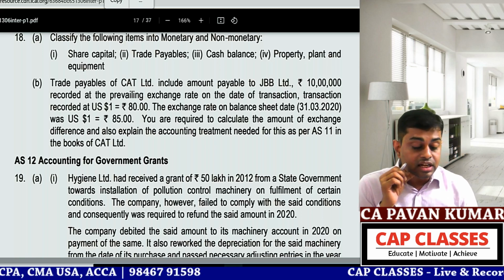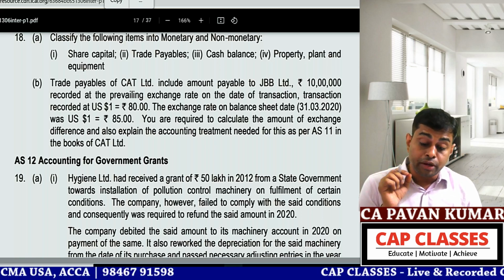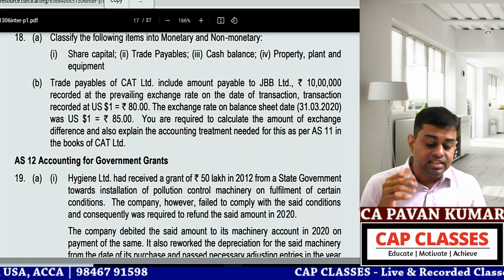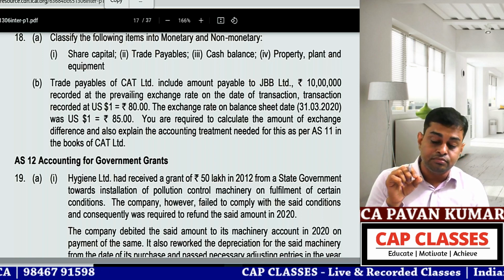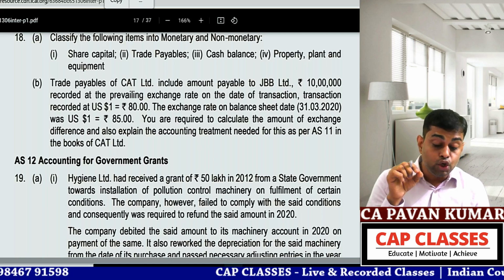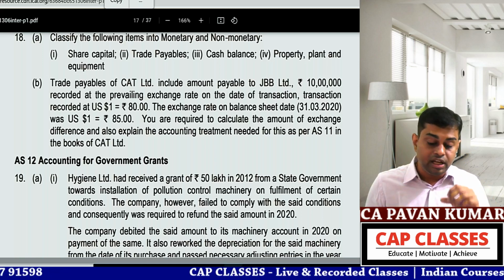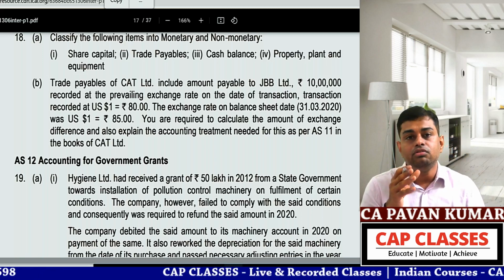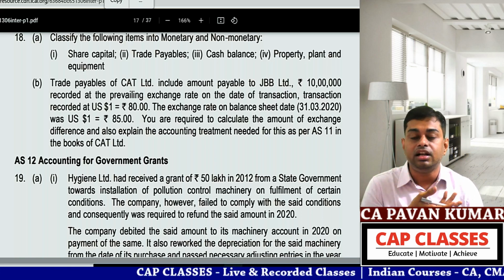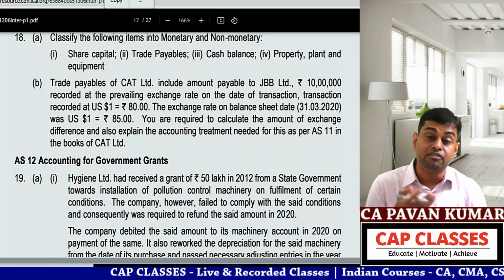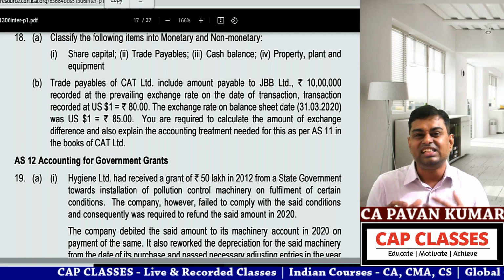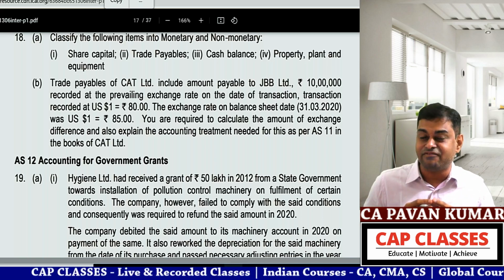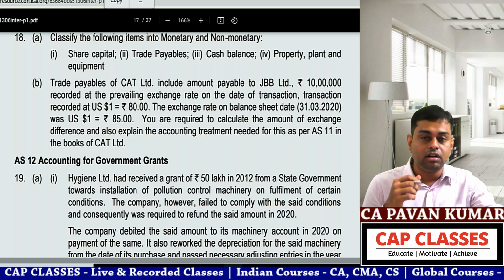Trade payables of CAT Limited include an amount payable to JBB Limited of 10 lakhs, recorded at the prevailing exchange rate on the date of transaction. Transaction recorded at US dollar 1 is equal to 80 rupees. Already US dollar is appreciating against Indian rupee and Indian rupee is depreciating. We are crying for 72 rupees, 75 rupees, 77 rupees. ICA wants it to be 80, 85. Are you kidding me? They have given. What should I do?